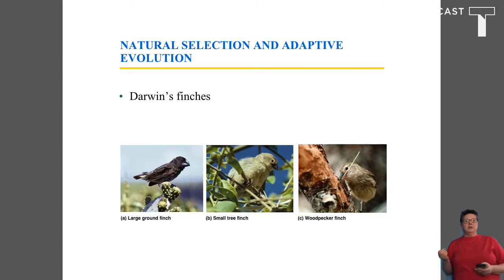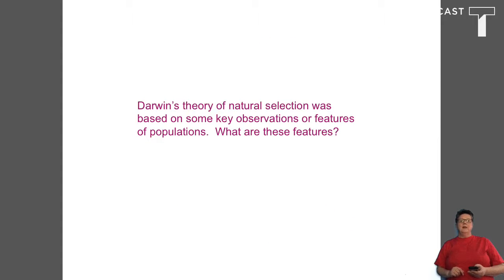Darwin is certainly known for the study of finches, and we're going to talk more in class about the study of finches on the Galapagos Islands. There are some key observations that the theory of natural selection is based on, and I want to spend a little bit of time talking about those now.